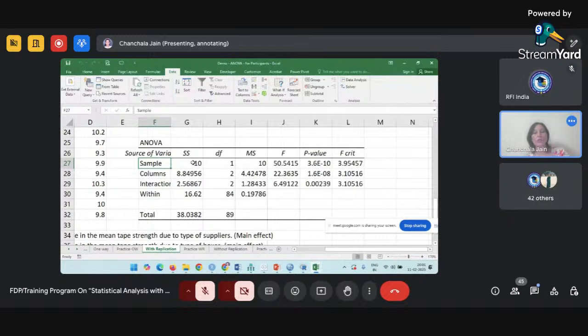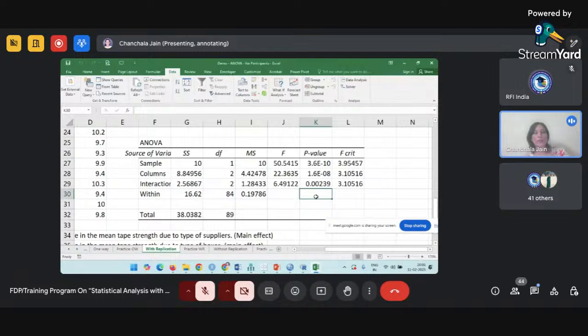You need to see the sum of squares for the box type is coming 10. Degrees of freedom is 1. Mean sum of squares is 10. F value is 50.5415, and then the P value and the critical value. Likewise, for the remaining you can also read the table.